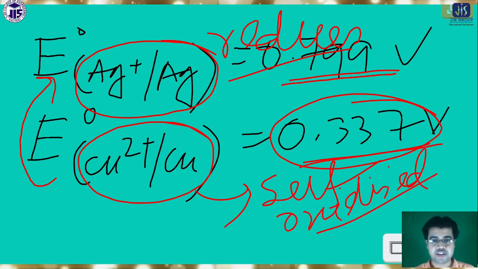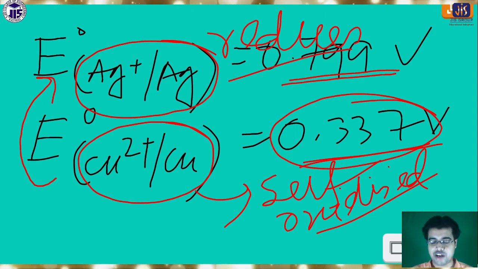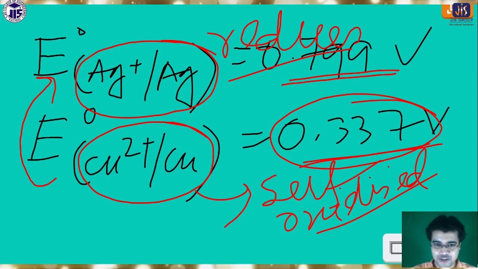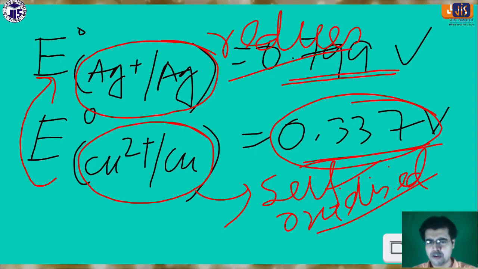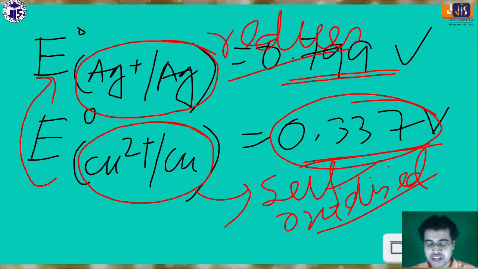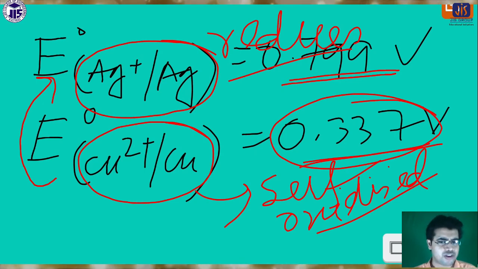So copper will be self oxidized and silver will be reduced. First of all, understand this fact: in case of copper, there is a lower reduction potential value, so it reduces the other, that means silver will be reduced and copper will be oxidized. Is it clear? Okay.